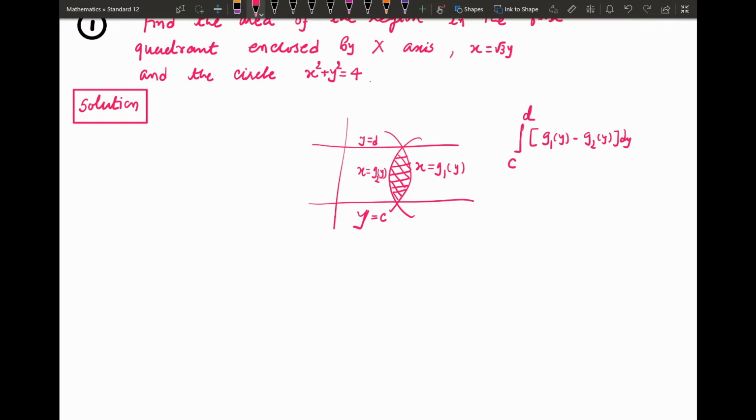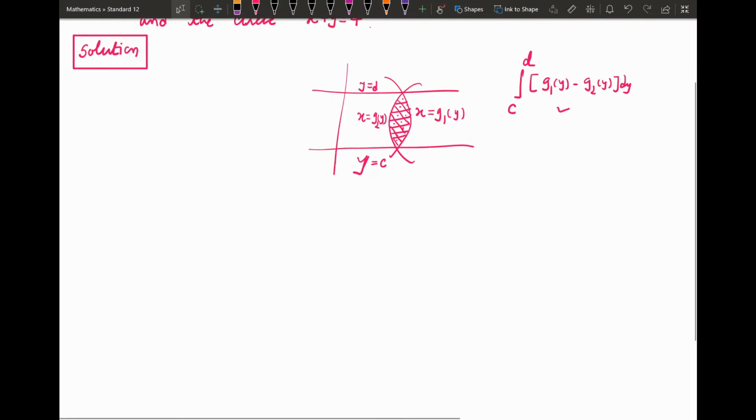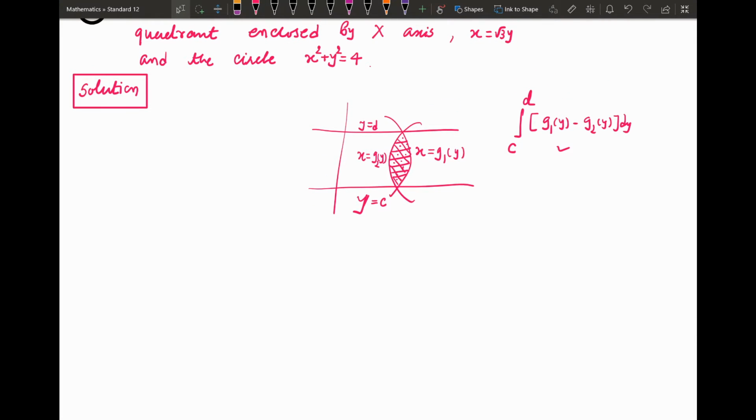Suppose two curves intersect each other at y equal to c and y equal to d. That means for the points of intersection, their y coordinates are respectively c and d. Then the area of this portion is given by this formula. Now we discuss our problem.